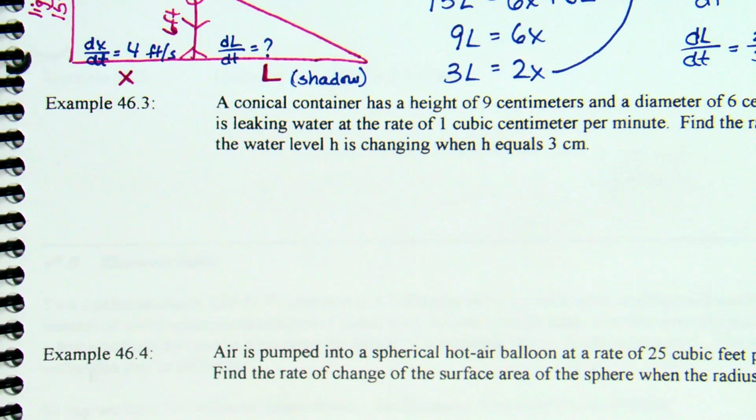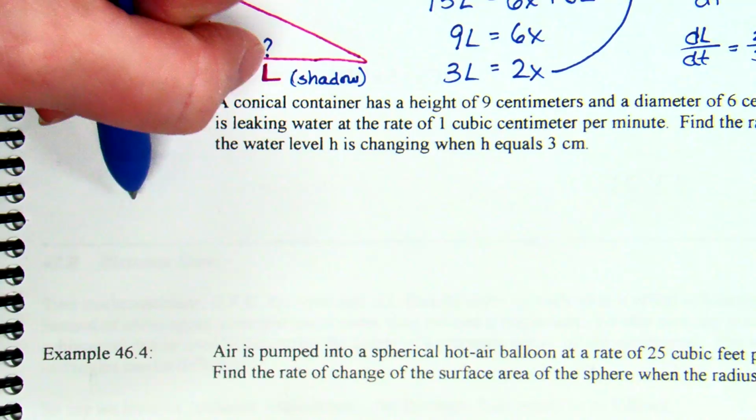Okay. So, a conical container, in other words, a cone. If it's holding water, we're going to draw an upside down cone, so an ice cream cone, so to speak.